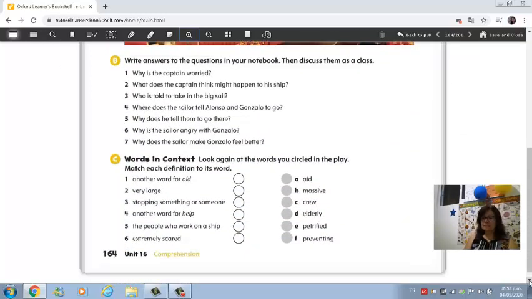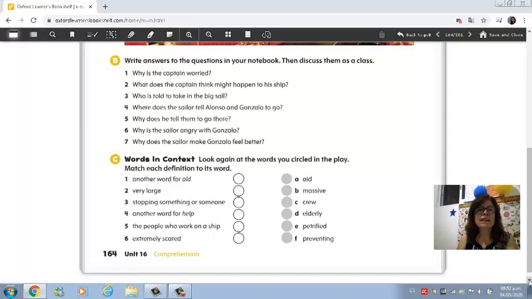All right, very good. Now, you're going to write these answers in your orange notebook, all right? Write with complete answers. For example, why is the captain worried? He is worried because, what does the captain think might happen to his ship? He thinks, continue writing.